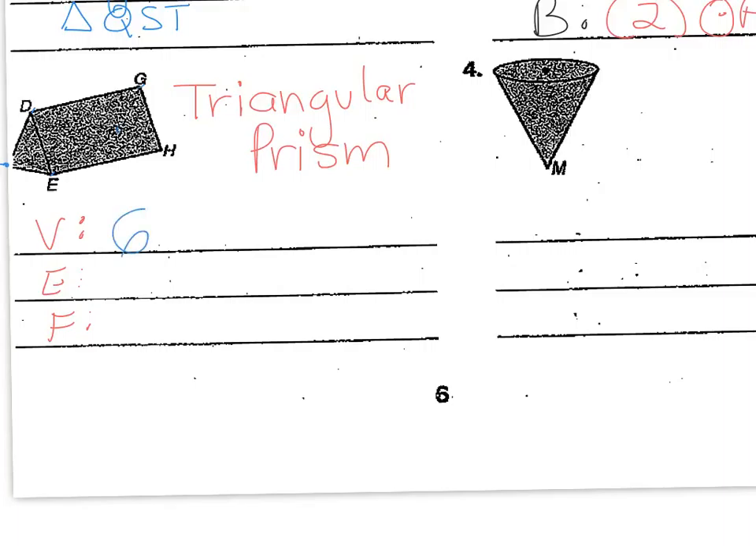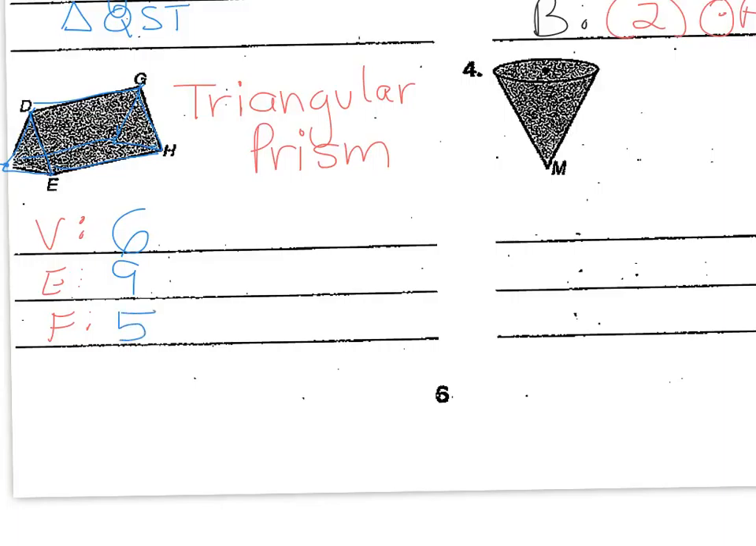How many edges? It's 9. It's 3 in each one of the bases. This is 3, another 3, and then 7, 8, and 9. So it's 9 edges. How about faces? 5 faces. It's 3 lateral faces, right? Around is 3, and then the 2 bases, that would be 5.